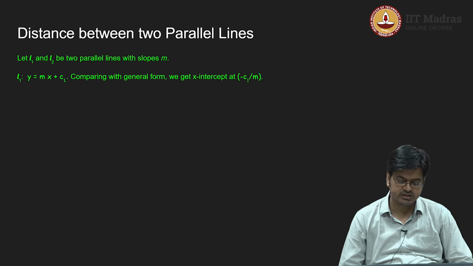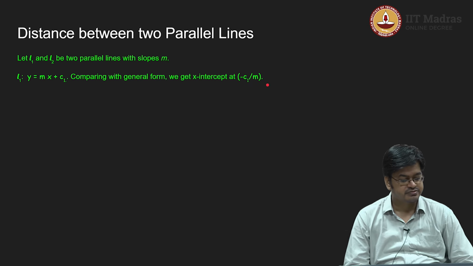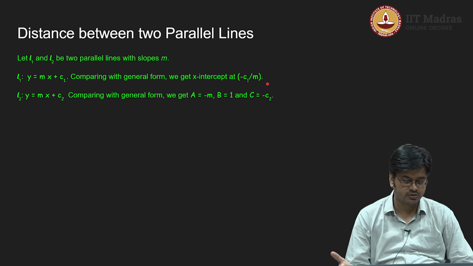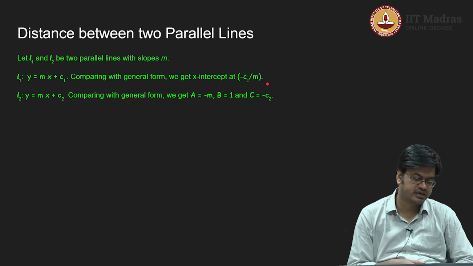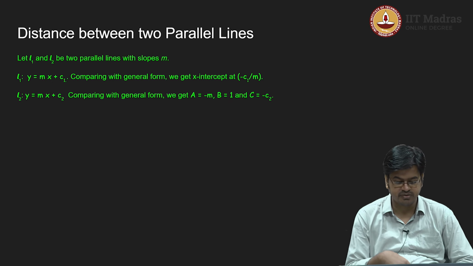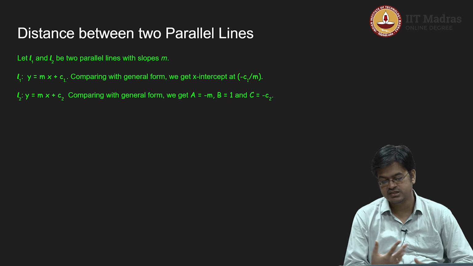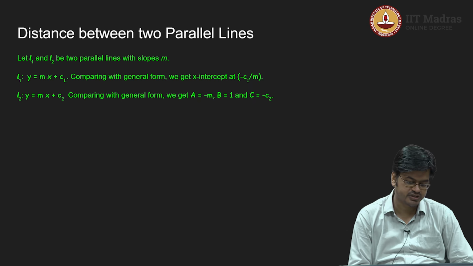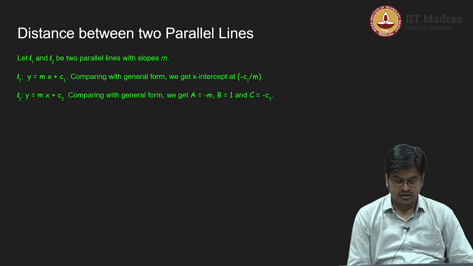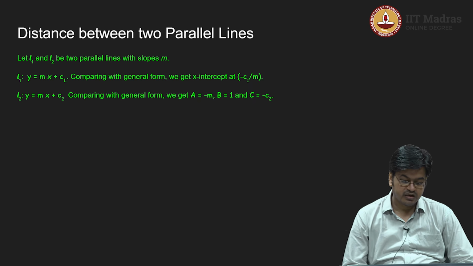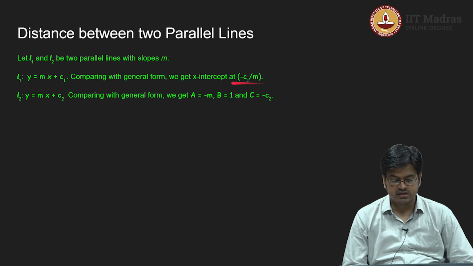So, the intercept is minus c1 by m. Let us take another line, L2, which has the same slope. Identify it with our standard form: a is minus m, b is 1, and capital C is small c minus small c2. Okay. So, now given the x-intercept, what are the coordinates of this x-intercept?